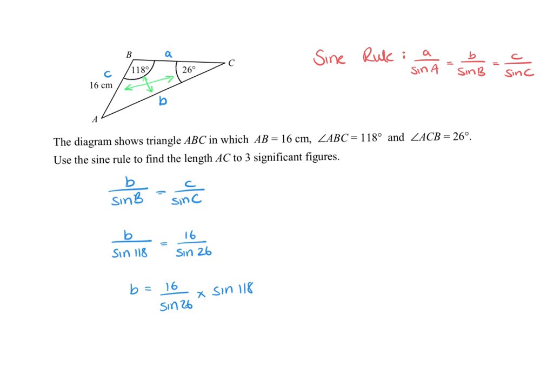So if you type this into your calculator, you're going to get a length of 32.2 to 3 significant figures. And this sounds reasonable based on the figure we've got in front of us.